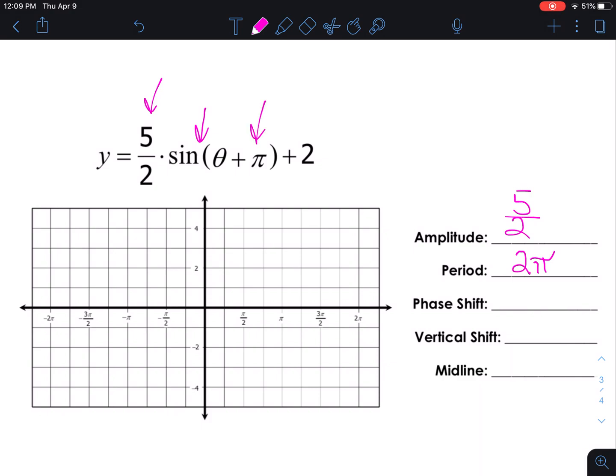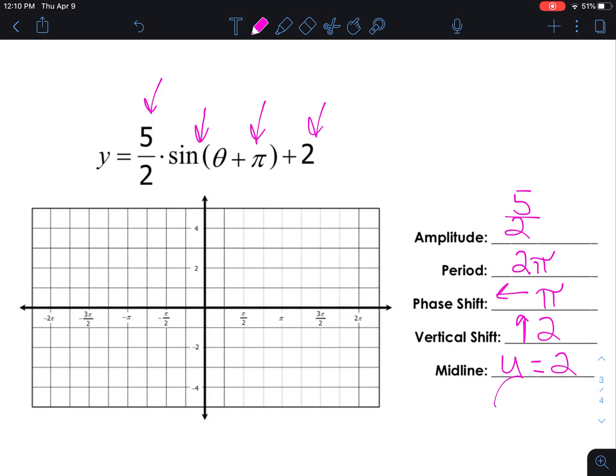This is our phase shift. This is also another one that has theta plus a number, so if it's minus, it's moving to the right. If it's plus, it's moving to the left. So again, opposite of what you would think. This is to the left pi units, and then vertical shift, k is 2, so that means up 2 units. And this would mean then our midline is y equals 2.